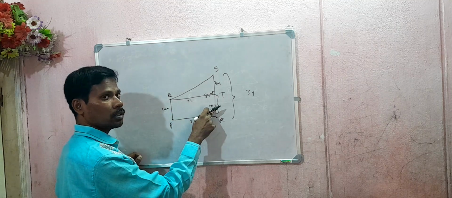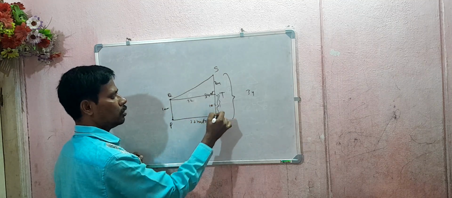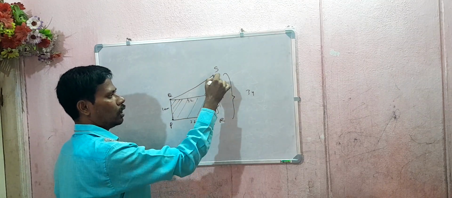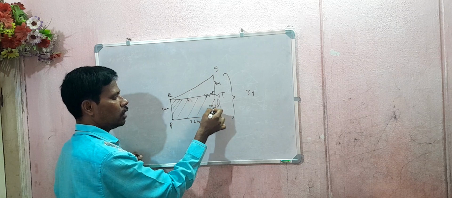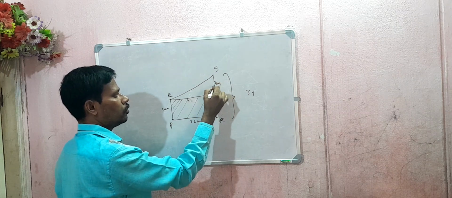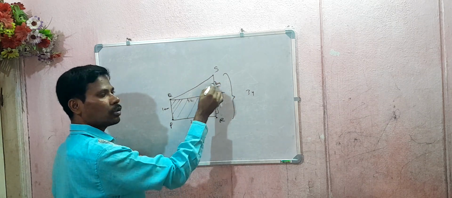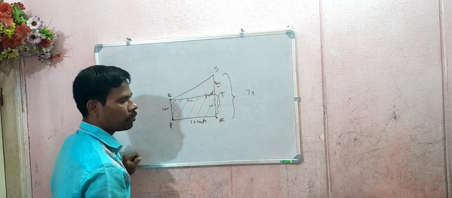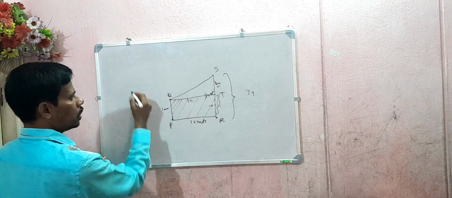So this is 10, this is 10, because this is a rectangle. So total length is 34. This is already 10, so 34 minus 10, I got 24. Now this is 32, 24. Easily now I frame the triangle. And again apply the concept of Pythagoras theorem.